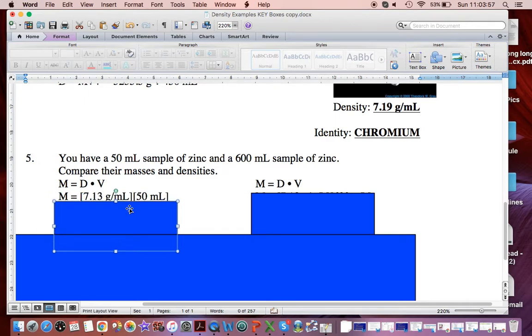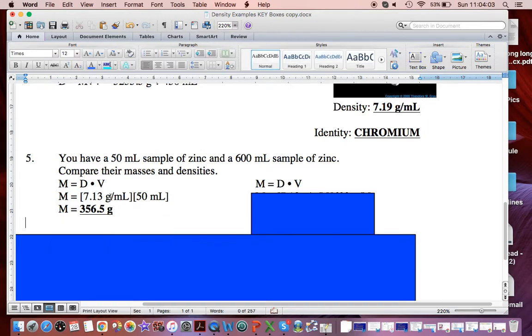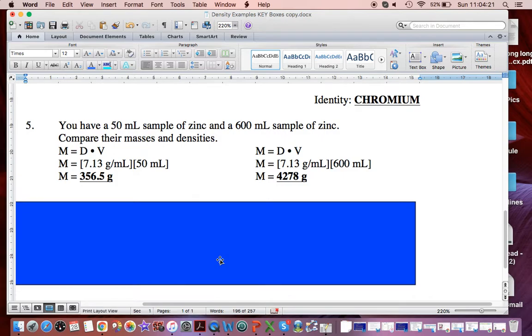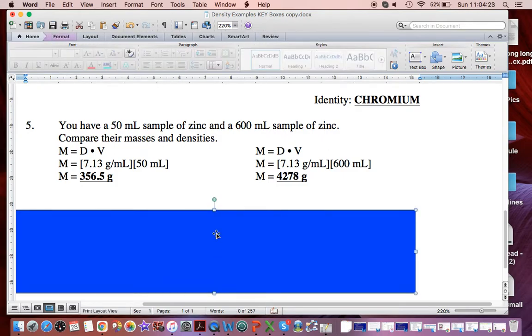First we'll do it for 50 milliliters. 7.13 we found in the periodic table for zinc, and we get 356.5 grams. Now we increase the volume to 600, so we'll replace the 50 with the 600, and we get a much bigger mass. It says compare their densities. Well, you probably have noticed they have the same density because they're the same material, and they should.